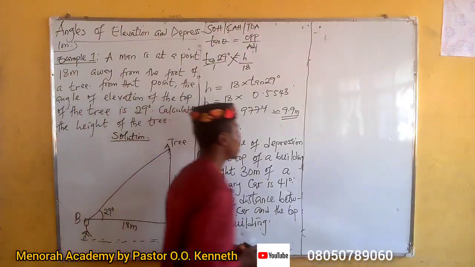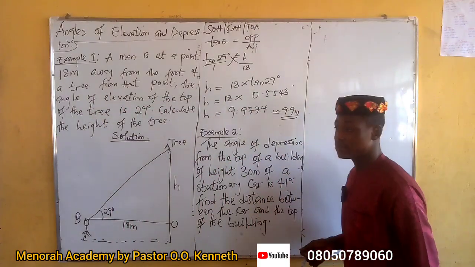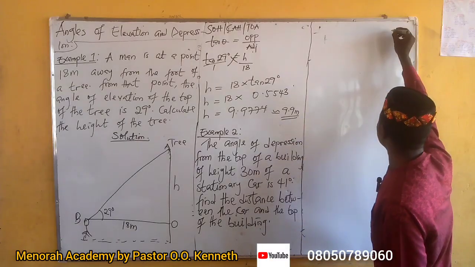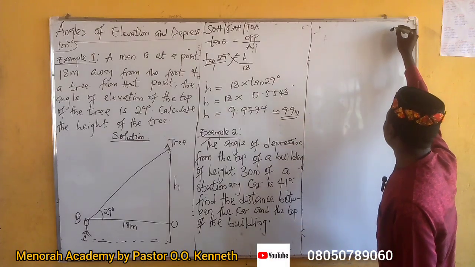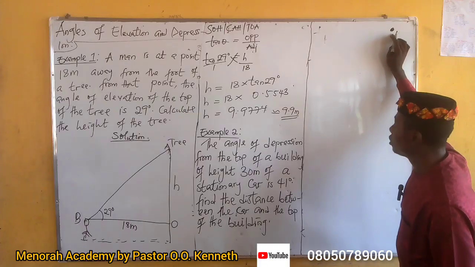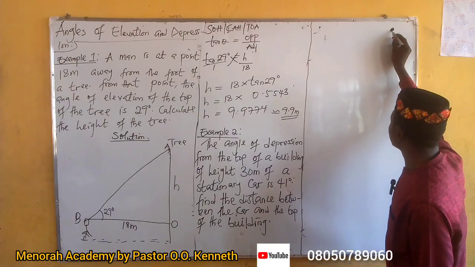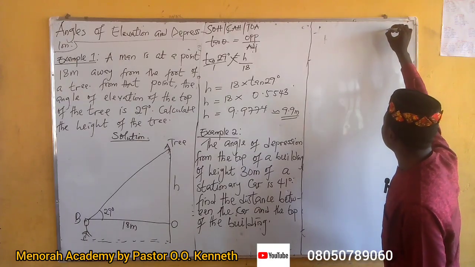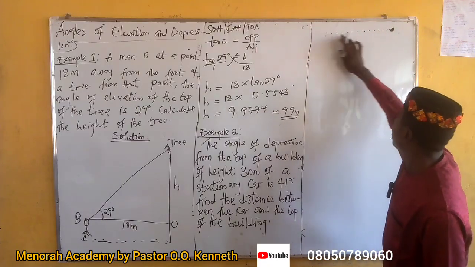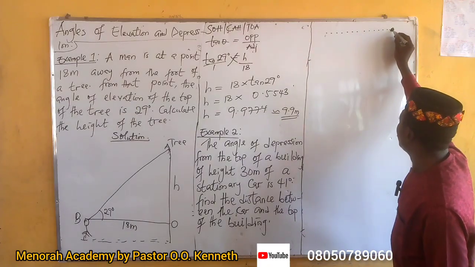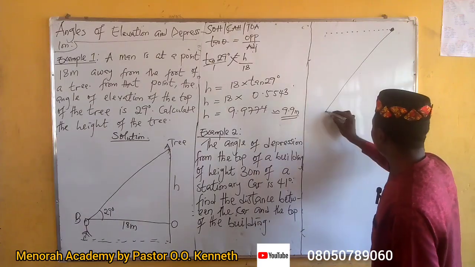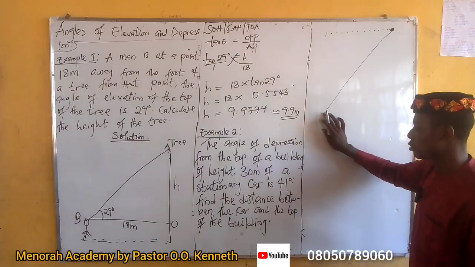Alright, now look at it. Let us analyze this very well. The angle of depression from the top of a building. Let's say this is the top of a building, and somebody is at the top of the building. If the person is standing here, this is going to be his normal eye level. Then the man looked down and saw a car. He looked down like this and he saw a particular car.